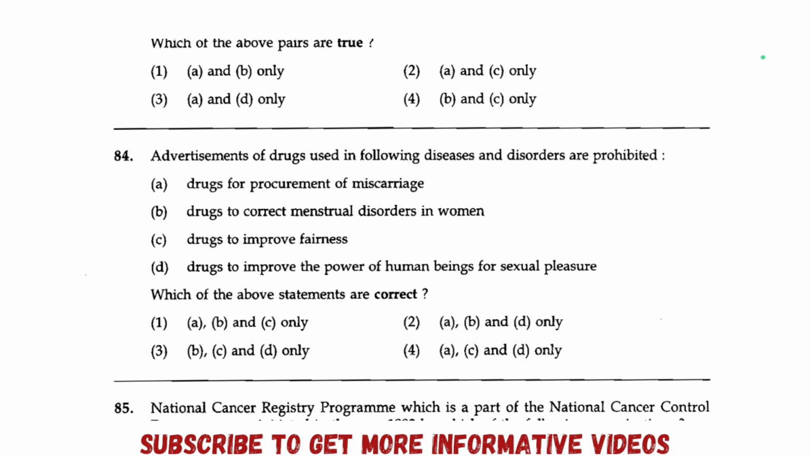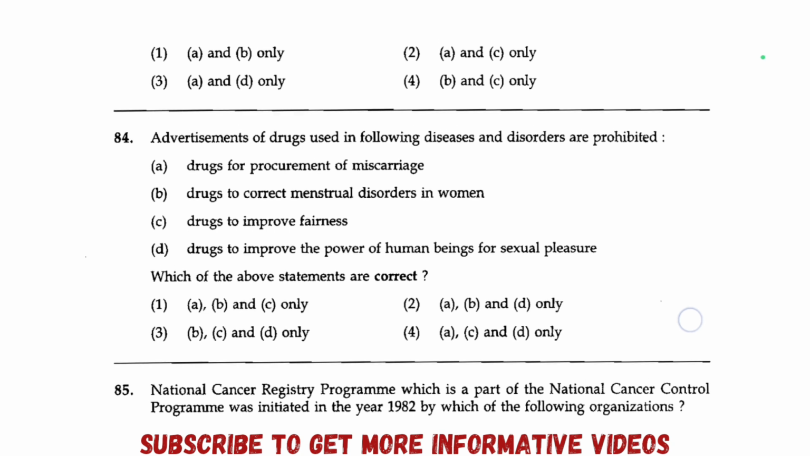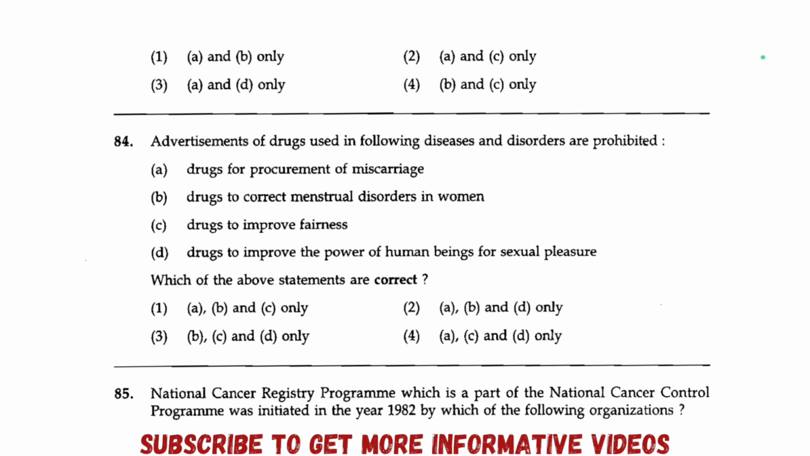Next, advertisements of drugs used in the following diseases and disorders are prohibited. Options are drugs for procurement of miscarriage, drugs to correct menstrual disorders in women, next drugs to improve fairness, and next drugs to improve the power of human beings for sexual pleasure. So the correct answer is 2, that means A, B and D only. Drugs to improve fairness is not in the options, so that is not the correct option.